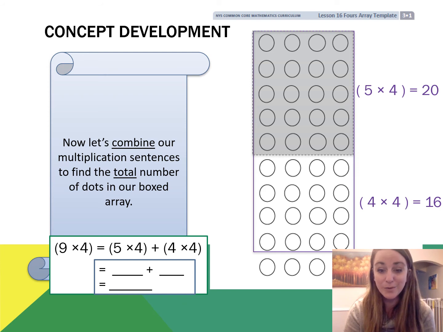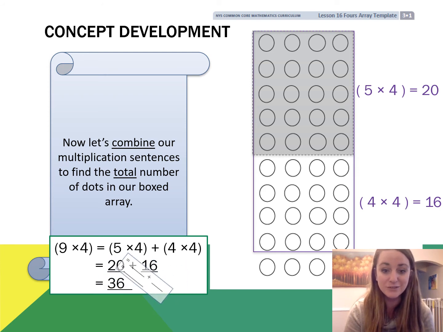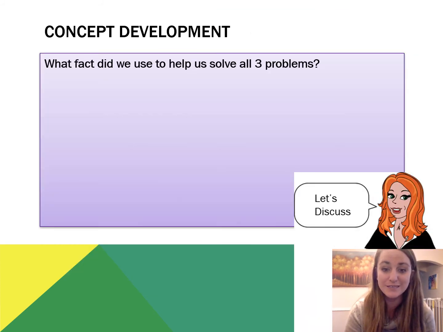I can take the two products into those lines that match. 9 times 4 equals 20 plus 16. That tells me that 9 times 4 equals 36. What fact did we use to solve all three problems? We used 5 times 4.